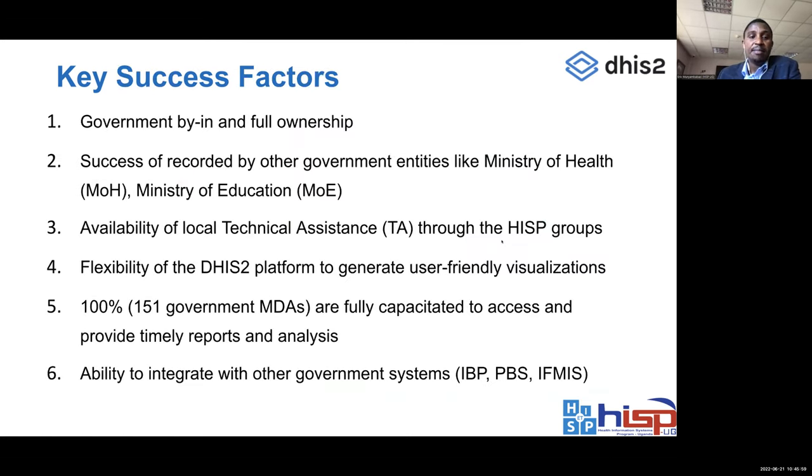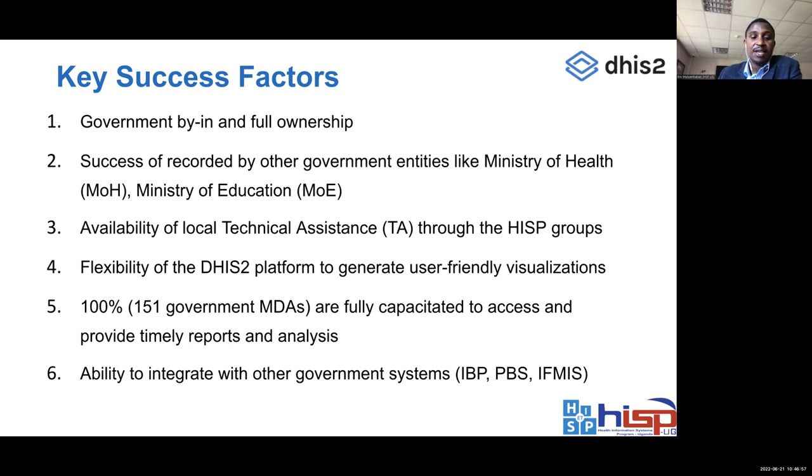So in terms of what we would really consider key success factors, buy-in and full ownership is one of these. I mentioned earlier that this is really supervised by the Office of the Prime Minister with TA through the National Planning Authority and also the Minister of Finance. Then we've also shared the successes recorded by the Minister of Health and the Minister of Education in implementing similar initiatives. And this has also helped. Of course, the assurance of local TA, technical assistance through his groups, has also been very key.